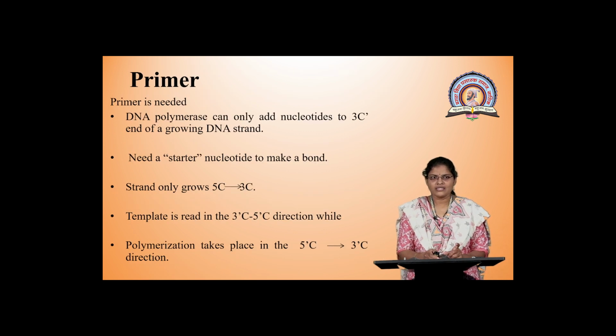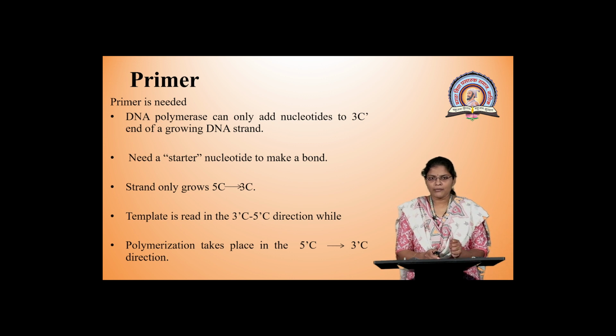Now, the primer. There is a need of primer for the synthesis of DNA. So, what is a primer? DNA polymerase can only add nucleotides to the 3' end of a growing DNA strand. So, there is a need of a starter, so that a nucleotide can make a bond between that starter point and the newly added nucleotide. So, strands can only grow in the 5' to 3' direction. What this sentence shows is that DNA is growing in the 5' to 3' direction.